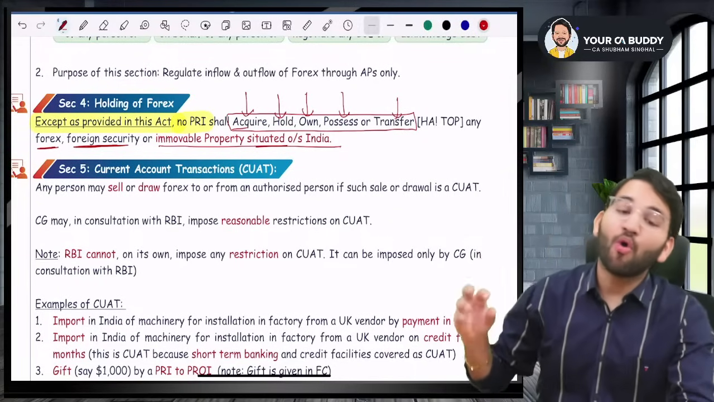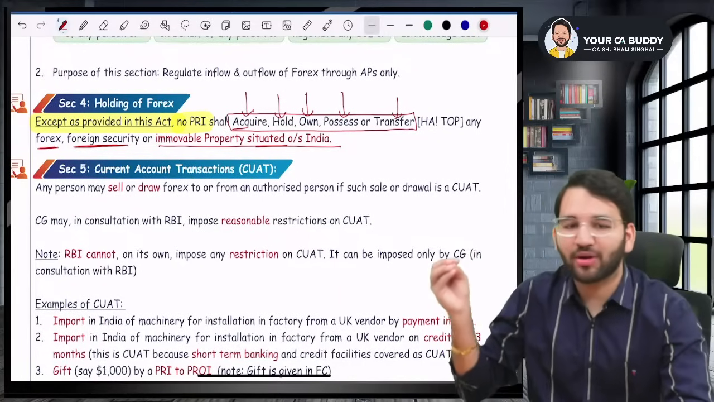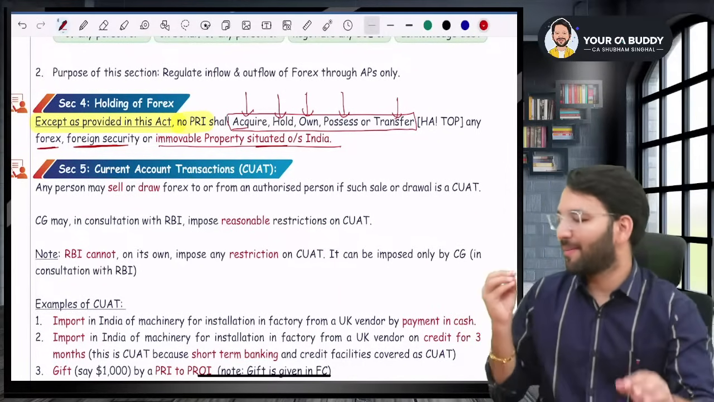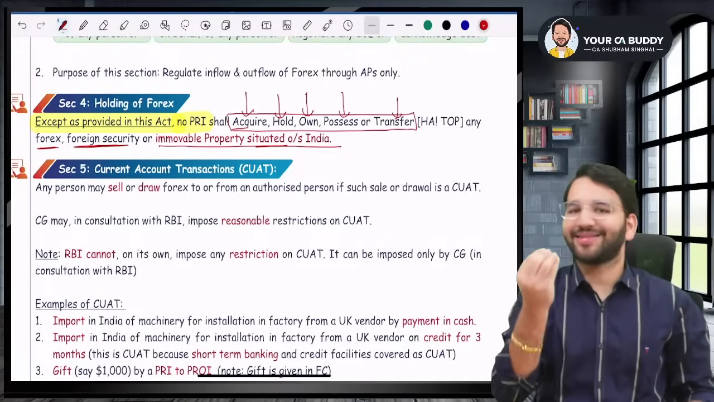Now, coming to the two most beautiful and important parts of this chapter. Two very important and very beautiful parts of this chapter. But before I move forward, I need to know whether you are understanding it.